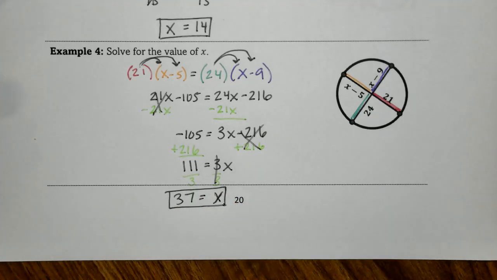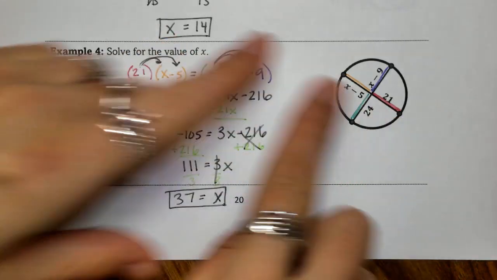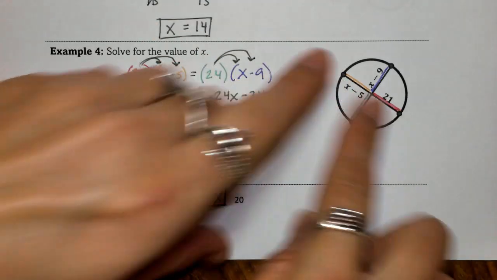Okay, so with 2 chords, just that little x in the circle, part times part equals part times part. Making sure we're multiplying the parts of the same chord together.